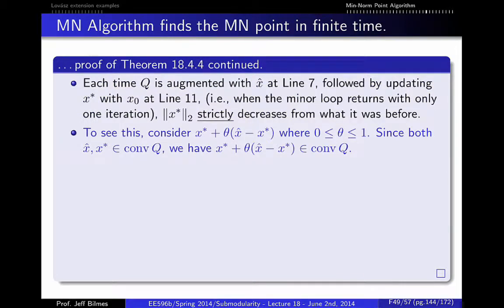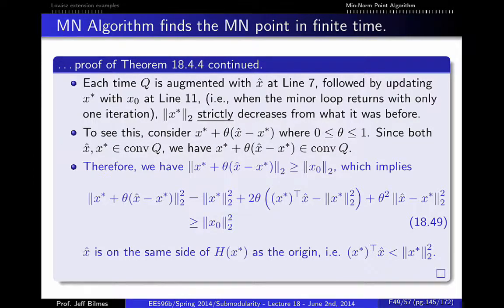And to see this, basically we look at the following. Let's say we take x hat, that's defined at line 7, and x star, which is defined at line 11. And we look at the convex combination of both. They both live within the convex hull of Q. And so we have this being true. And this is sort of the same kind of trick. We then look at this convex combination, we complete the square, and this implies that this is true.